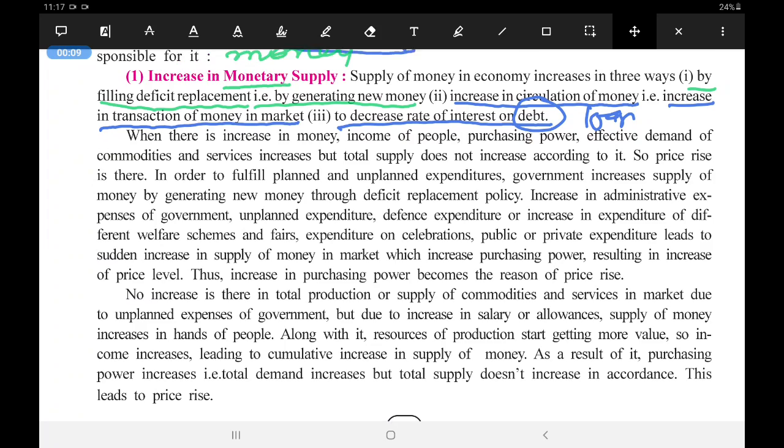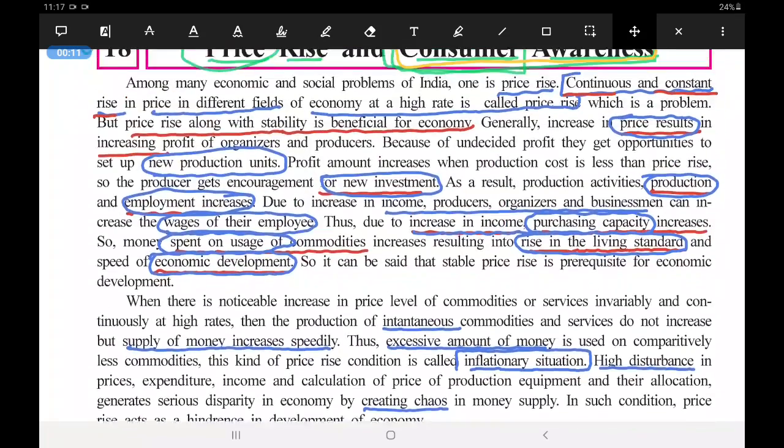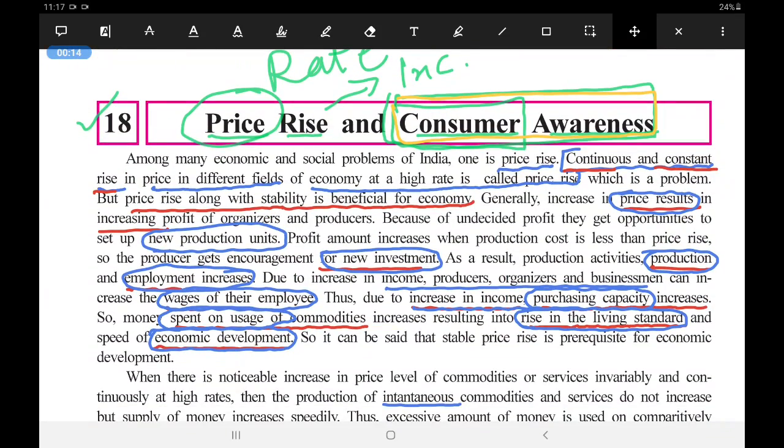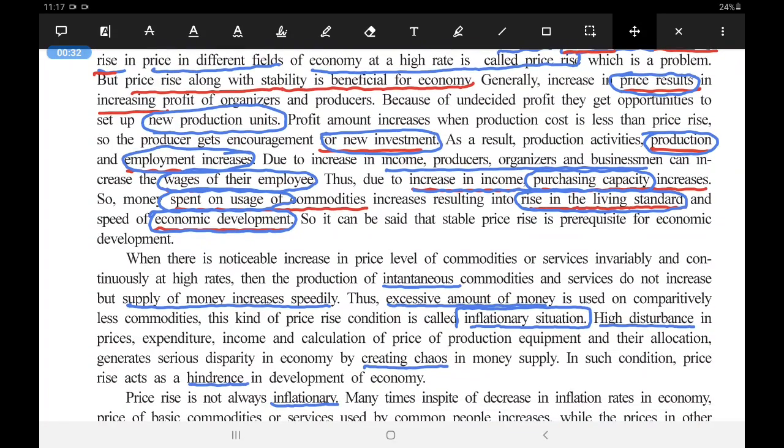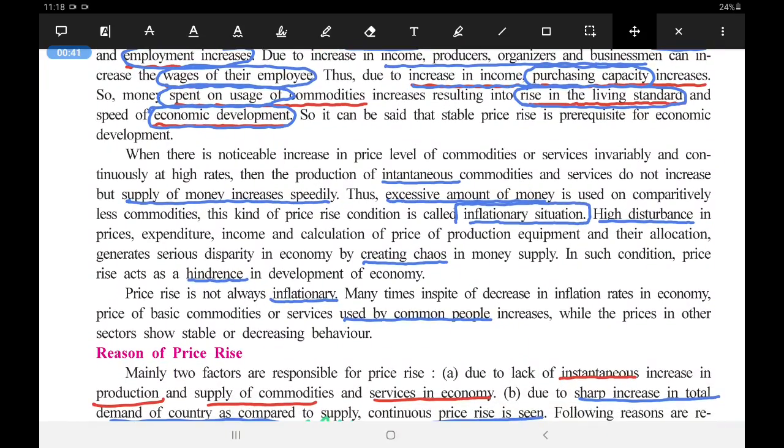In the last video lecture, we started chapter number 18. We saw about price rise and consumer awareness, right? We saw how continuous and constant price rise is bad for the economy. At the same time, a stable price rise is good for the economy. We also saw what is inflationary price rise, that is fugao in Gujarati, higher price rise, right?